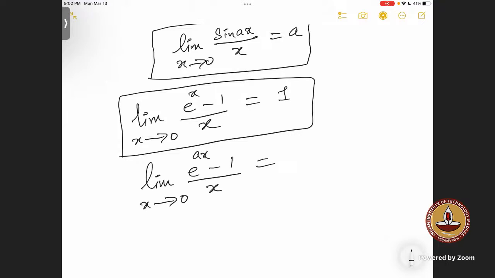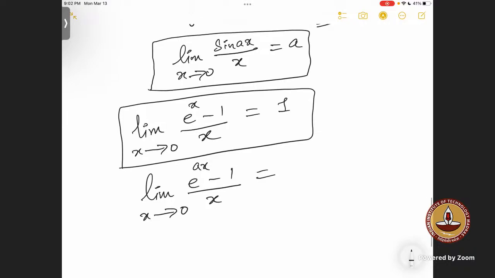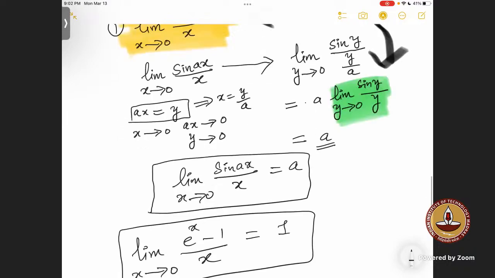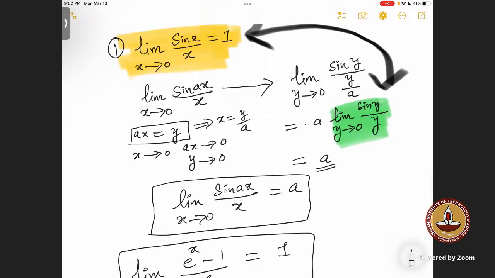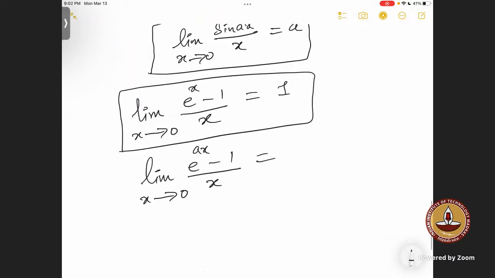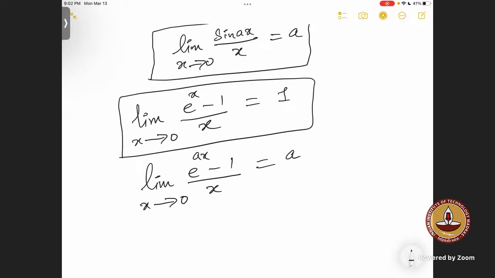It should be a, right? I could proceed in the same way. I can take ax as y, and I could show this limit will indeed be a. Is that clear? See, what we are doing is, if it is ax here, we are ensuring that there is also ax here. For that, I have to multiply a here and a here. So this particular limit will be 1. So a times 1, it should be a. Is that clear?